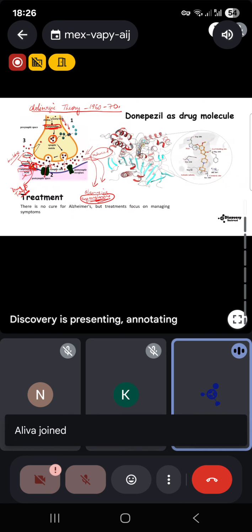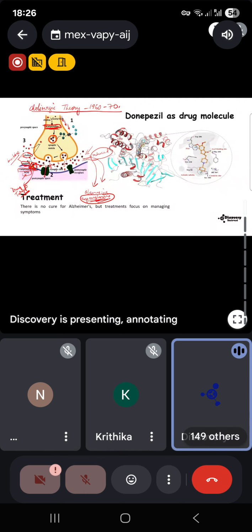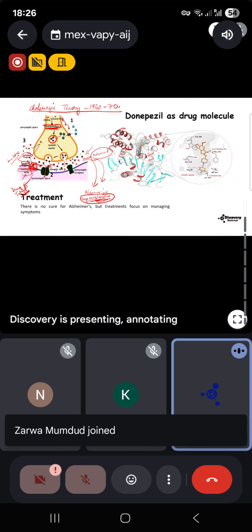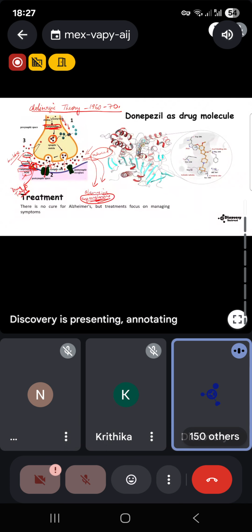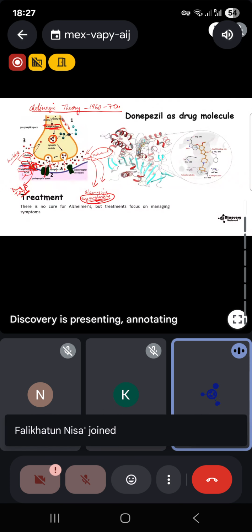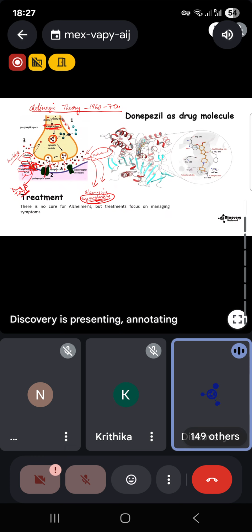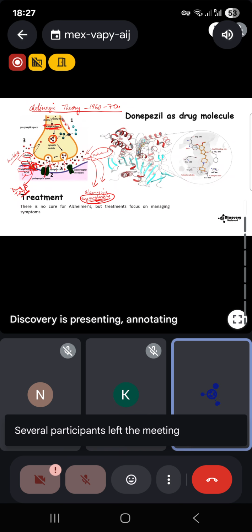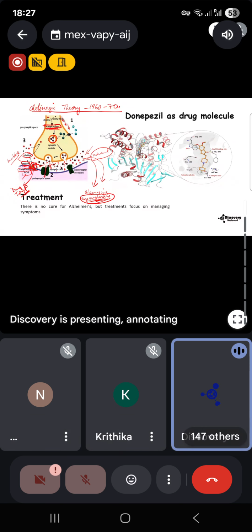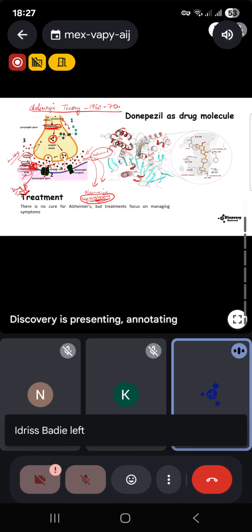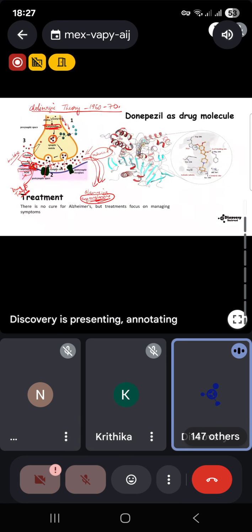Why are we going to target this enzyme? Because it is converting acetylcholine into choline and acetate, and our main objective is to maintain the level of acetylcholine. If you block this enzyme, it is not going to break down the acetylcholine. Therefore, the level of acetylcholine will be maintained in the synaptic cleft. The hope is that if you maintain this level, you may be able to reverse or manage the symptoms of the Alzheimer patient.